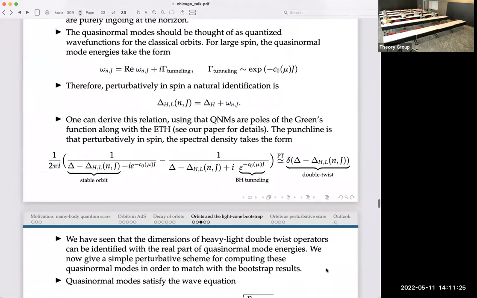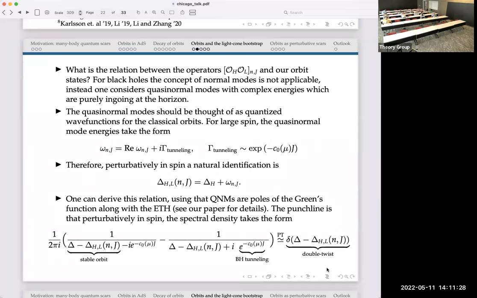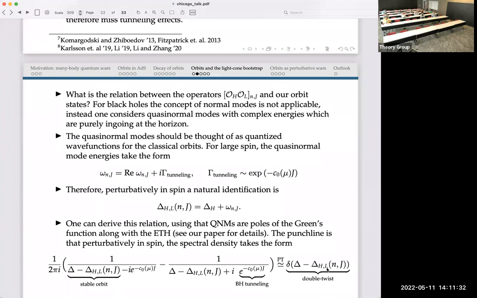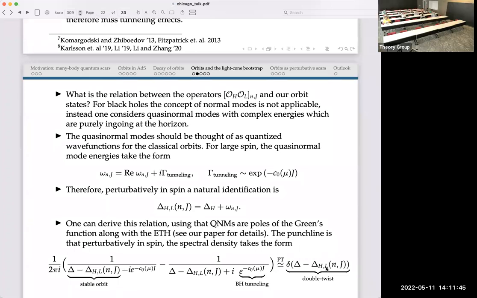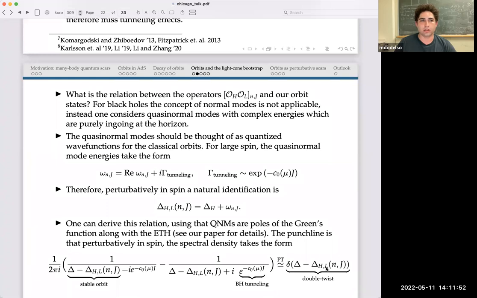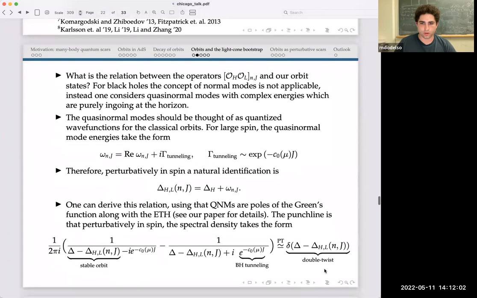Sorry, but wouldn't you say that there exist exact energy eigenstates? It's just that the state that you're realizing geometrically has a large overlap with it, but isn't exactly that. Yeah, so there certainly are energy eigenstates, but they are not double twist operators. I guess it's a question of what you mean by double twist operators. There is an energy eigenstate that has almost the same quantum numbers as a black hole. Yes. Yeah, I guess it does depend on what you mean by these operators.